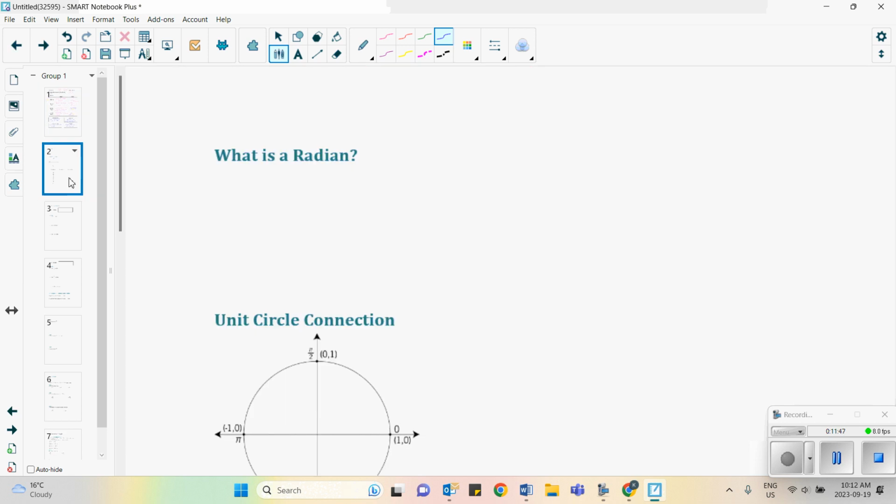Now, let's do some math. What's a radian? We know this. It's a unit of measure, and it's specifically used to measure angles. It's just an angle measurement, just like a degree.